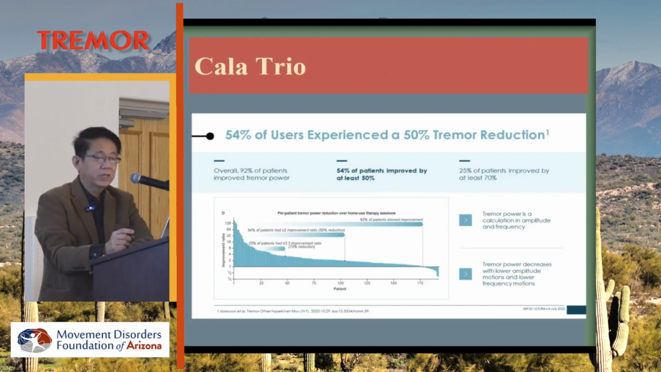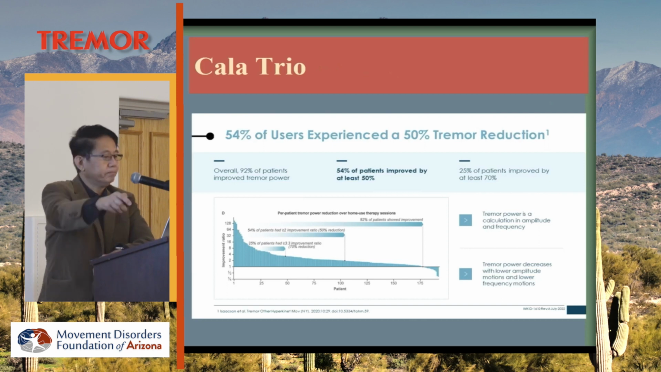So the statistics show that about 54%, or more than half of users, experience a 50% reduction. Overall, about 92% of patients have shown some tremor control, and about 1/4 of patients have at least 70% improvement of their tremors. So this is Calatrio.